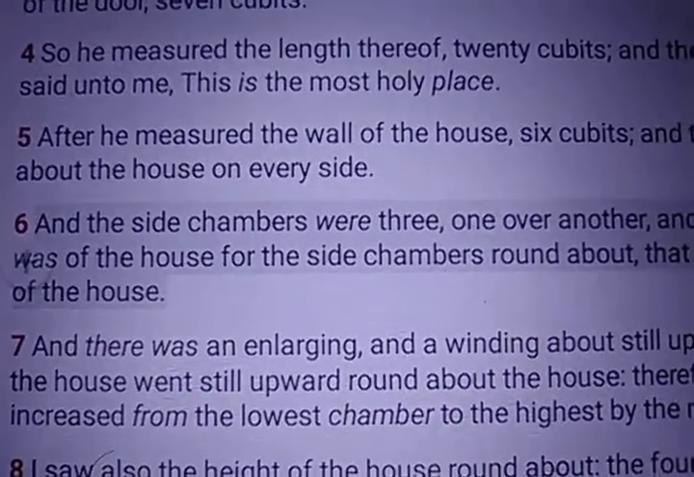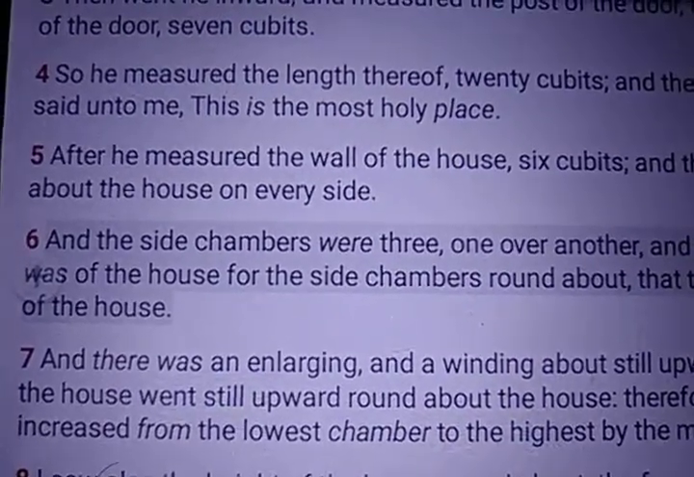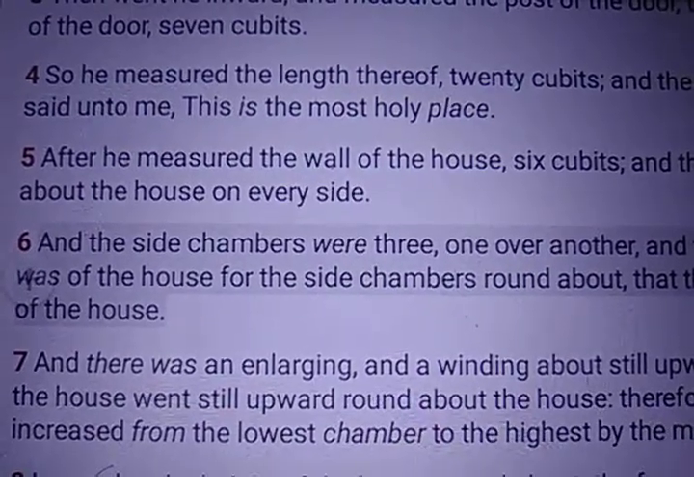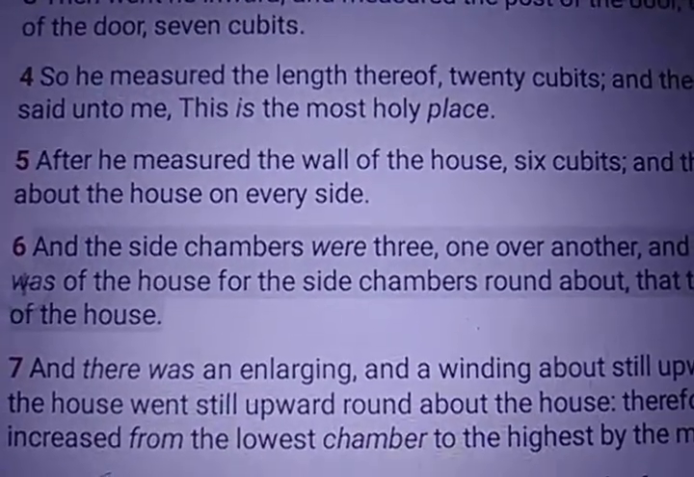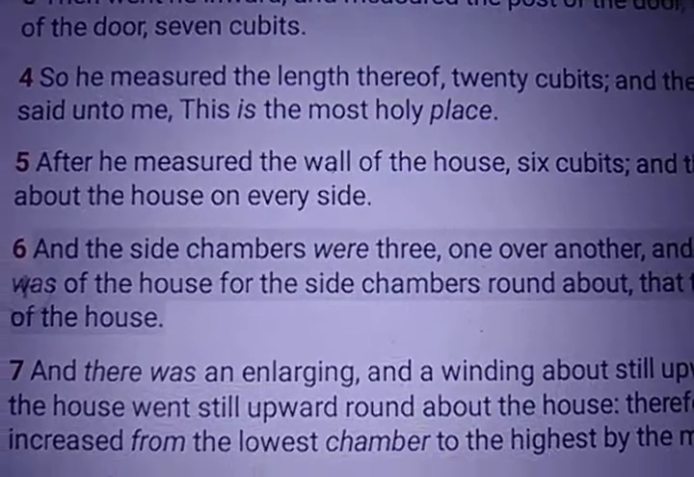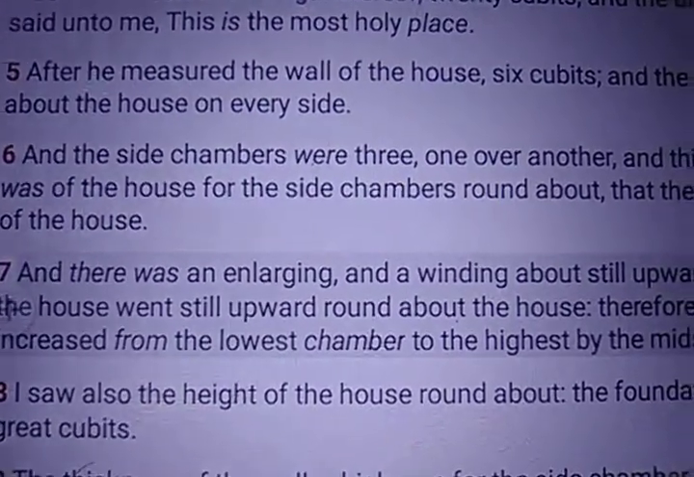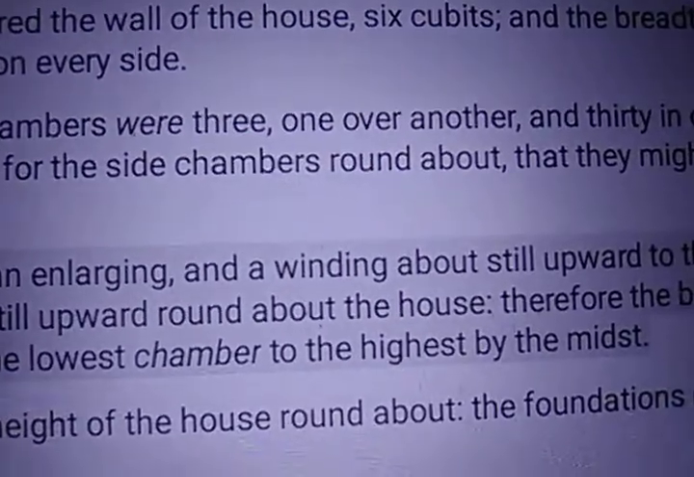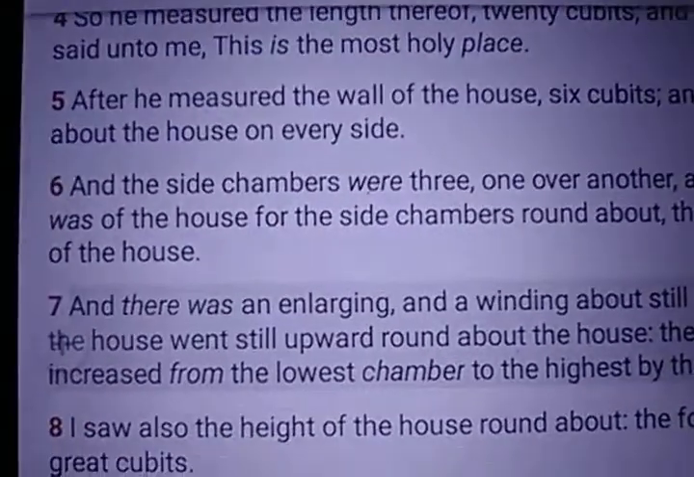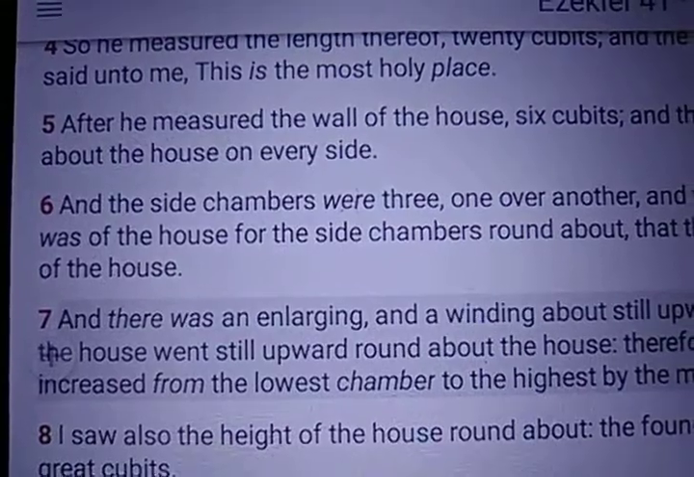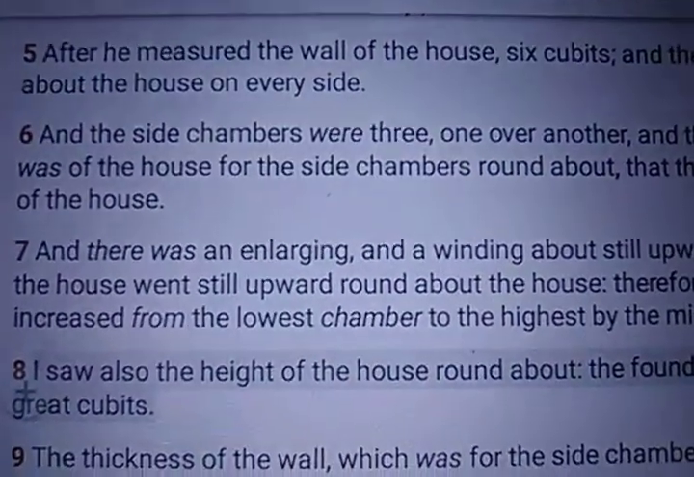And the side chambers were 3, one over another, and 30 in order, and they entered into the wall which was of the house for the side chambers round about, that they might have hold, but they had not hold in the wall of the house. And there was an enlarging, and a winding about still upward to the side chambers, for the winding about of the house went still upward round about the house. Therefore the breadth of the house was still upward, and so increased from the lowest chamber to the highest by the midst. I saw also the height of the house round about.